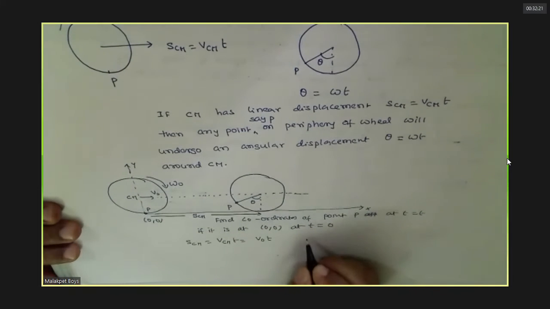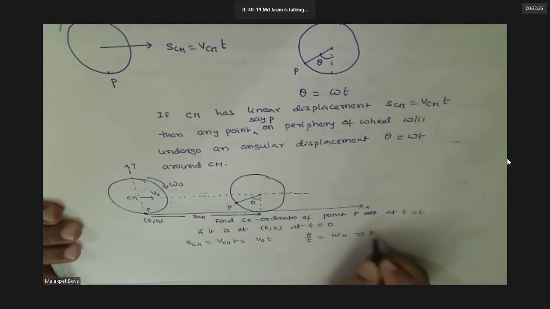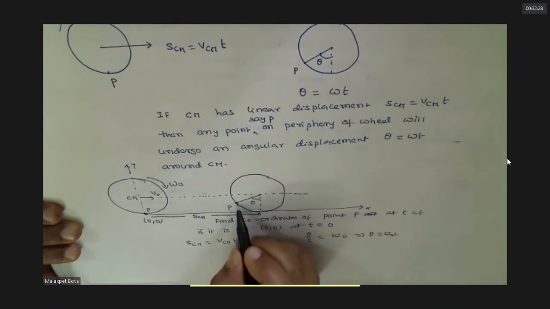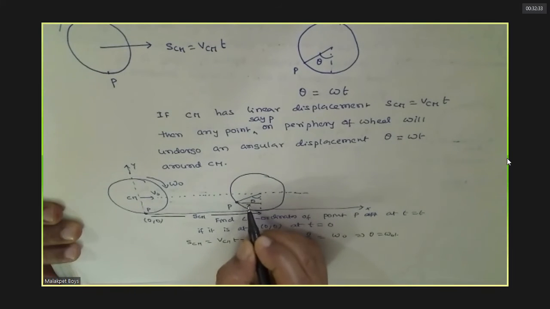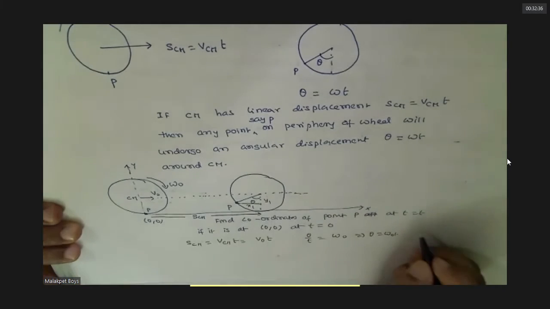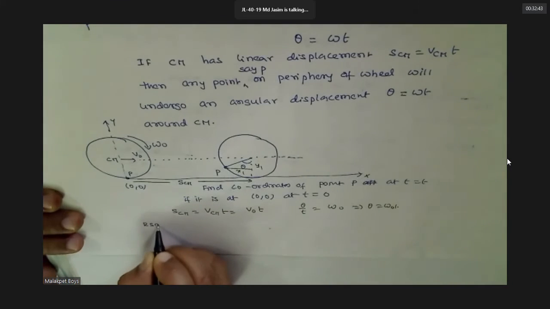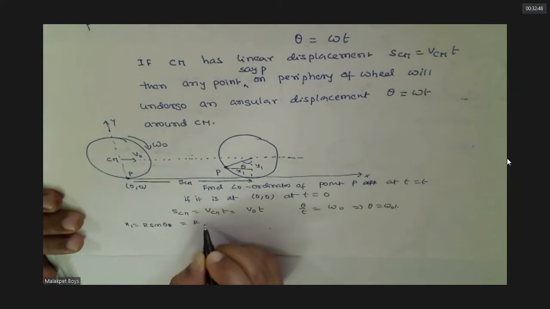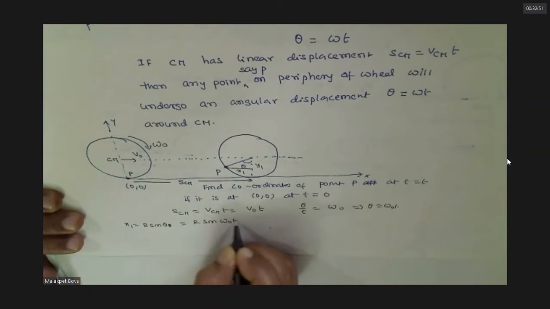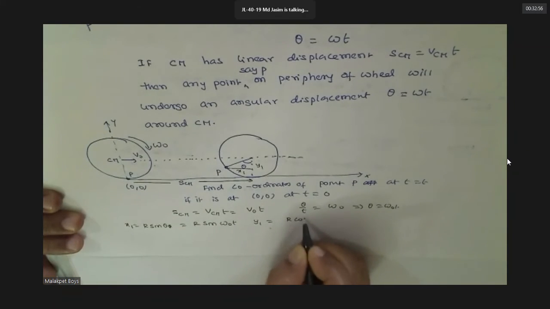And what is theta? Omega naught. Now you can see this distance we need now. Say this is x1, this is y1. Then from this you can see what is x1, y1. Sir, x1 is R sin theta. y1 is R cos theta, that is R cos omega naught t.